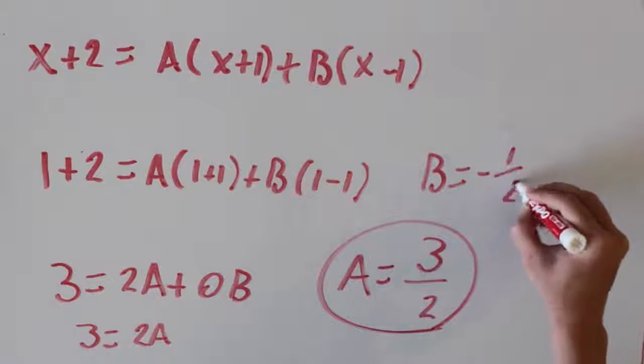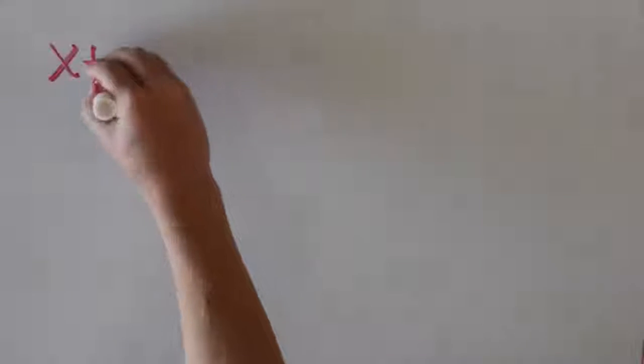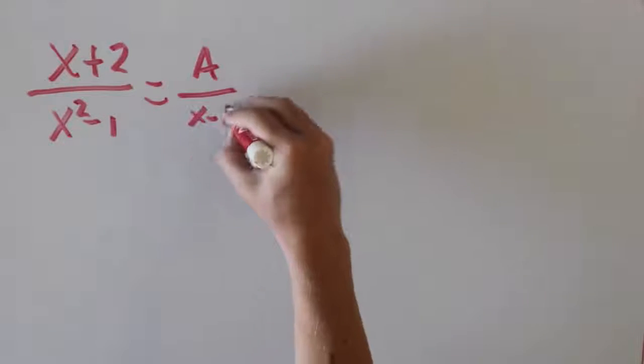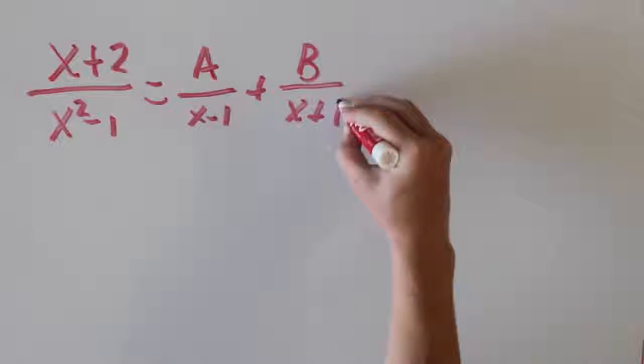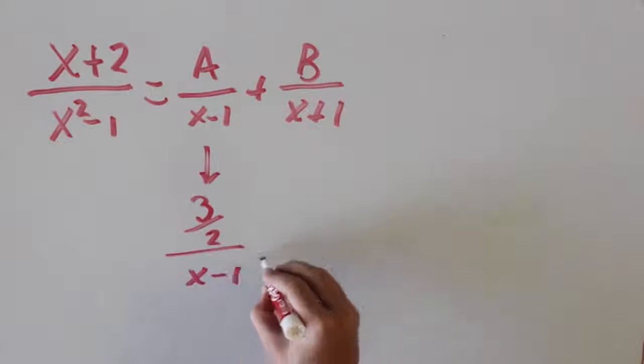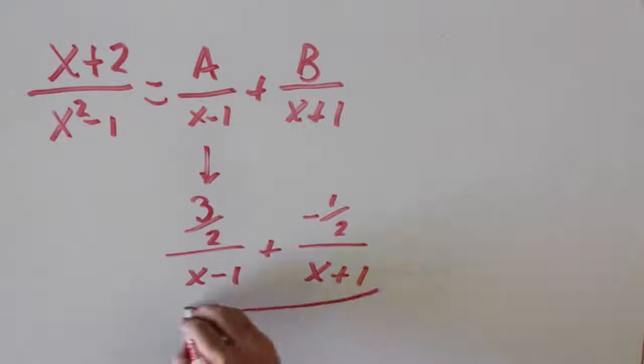b equals negative 1/2. Now we go back to the function that said x plus 2 all over x squared minus 1 equals a over x minus 1 plus b over x plus 1. And we're going to fill in a as 3/2 and b as negative 1/2. And this is actually the partial fraction decomposition that equals the other function.